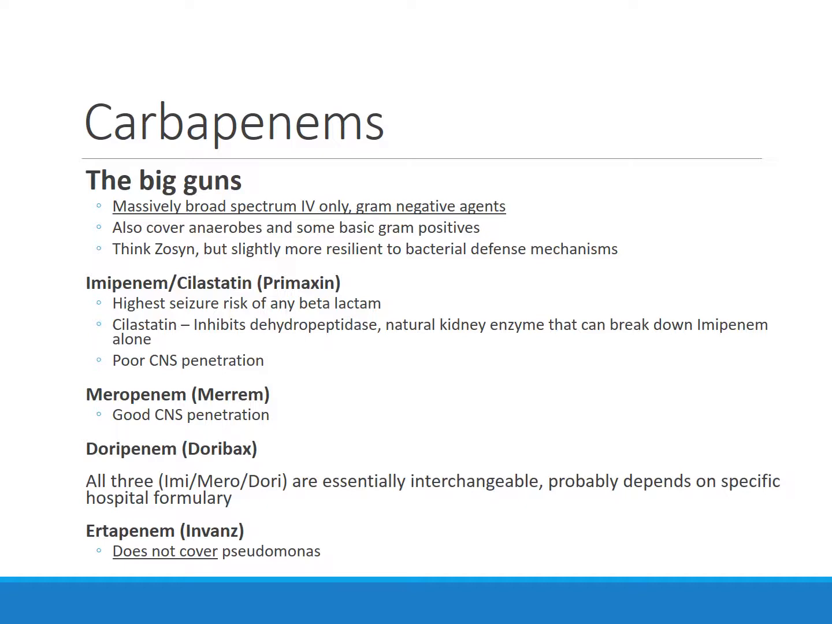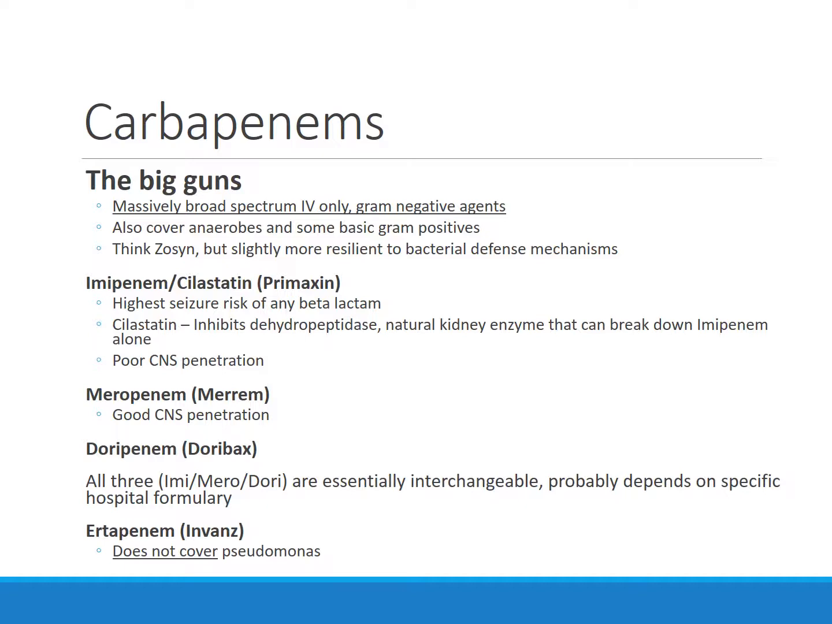Imipenem, meropenem, and doripenem are 3 different ones. Basically all interchangeable. Depending on the health system you go to, they'll likely have one of these on formulary, not all of them. Primaxin is our formulary agent. I know a lot of places use meropenem. Primaxin's problem is it's got the highest seizure risk clinically of any beta-lactam, but in the clinical trials, it was used at a little bit higher dosing than what's used in practice, so it's likely thought that's not a huge issue.